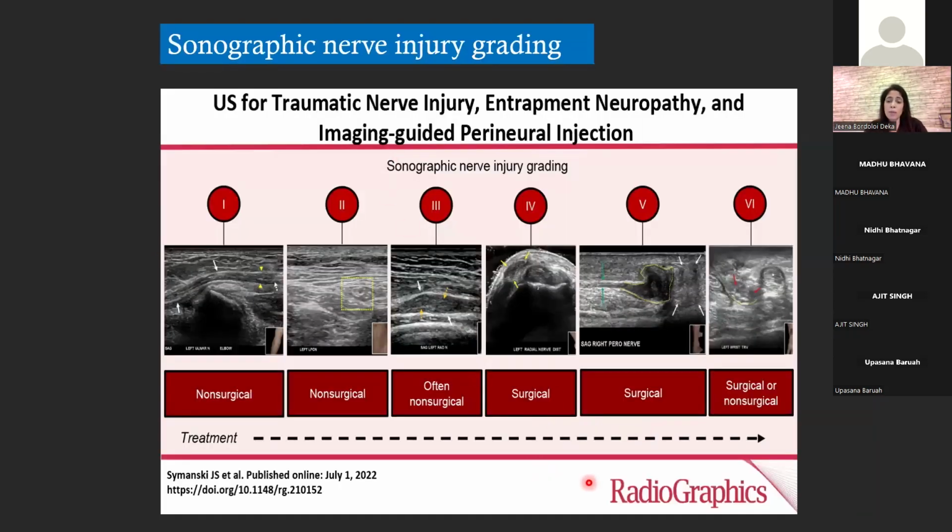So this paper published in RadioGraphics has said that Sunderland's grade 4 and grade 5 are high degree nerve trauma cases, and hence they always require surgical repair. Whereas for the other three, we can always go for conservative non-surgical treatment.